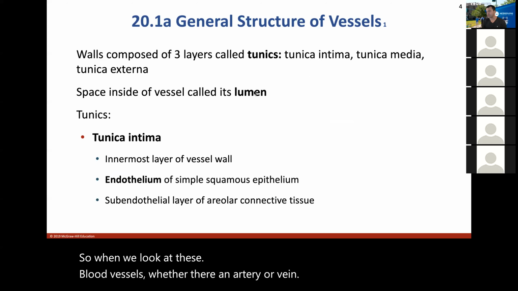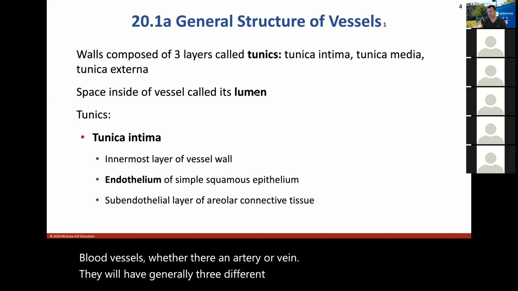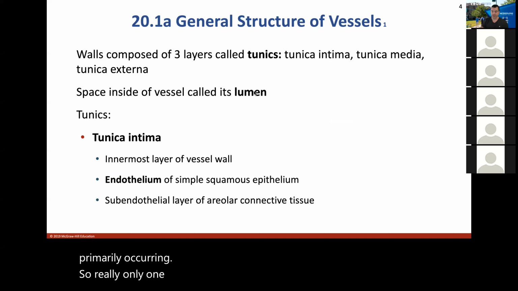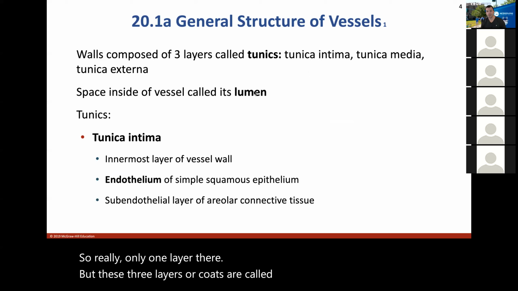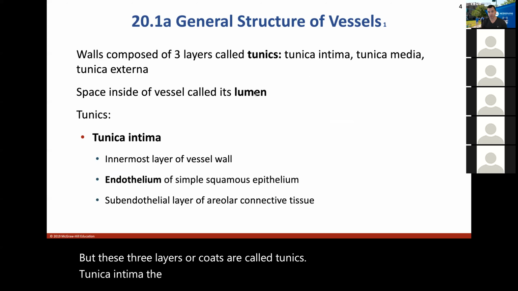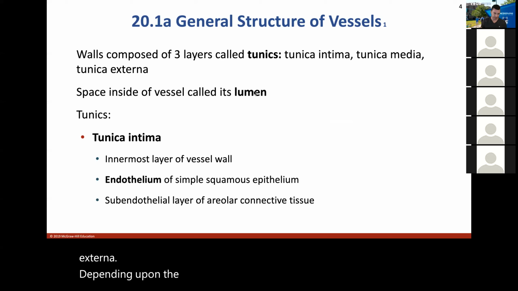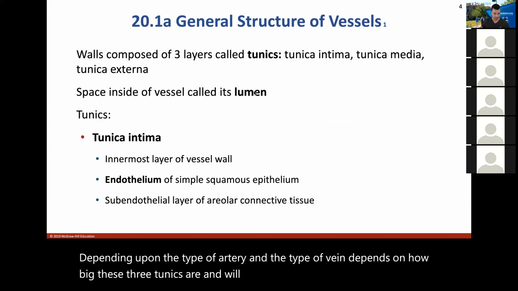whether they're an artery or a vein, they will generally have three different layers. The only one that doesn't have three layers is the capillary, and that's where diffusion is primarily occurring, so really only one layer there. But these three layers or coats are called tunics. Tunica intima, the innermost. Tunica media, the middle, muscular. M of media, M of middle, M of muscular. And the most external one, the tunica externa. Depending upon the type of artery and the type of vein determines how big these three tunics are, and we'll talk about that as we keep going here.